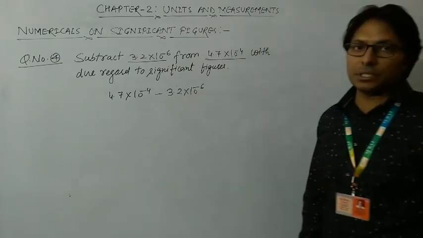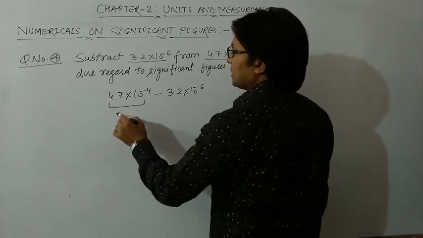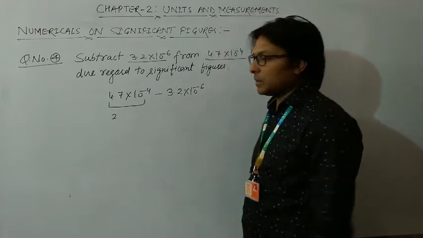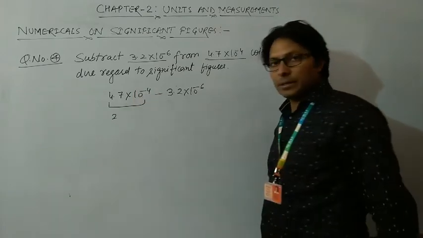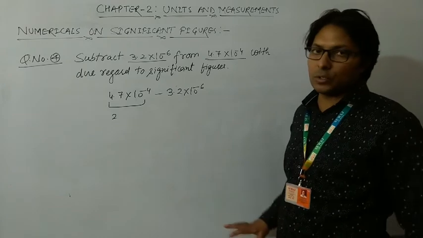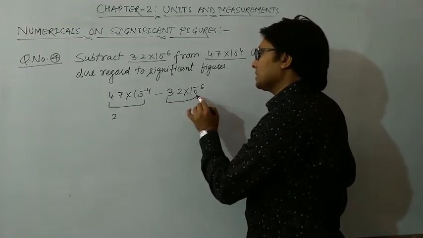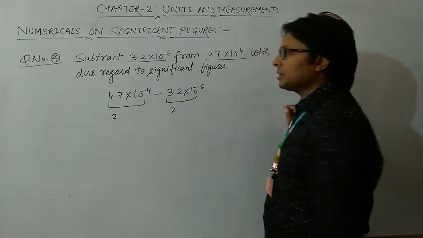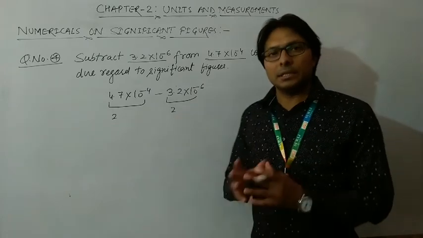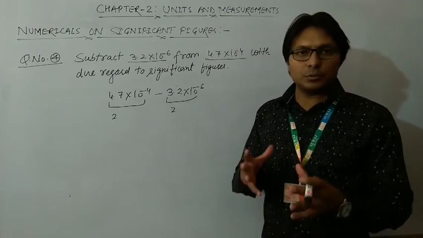Now the question comes to our mind: how many significant figures are there? You will say 2. Why? Because this power of 10 has nothing to do with the significant figures, or has no role in the determination of significant figures. So as here the significant figures are 2, definitely the result must contain significant figures up to 2.